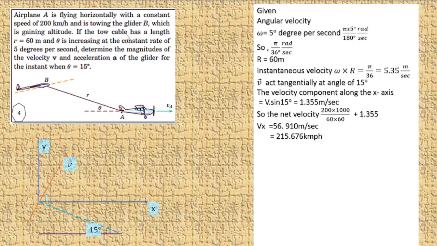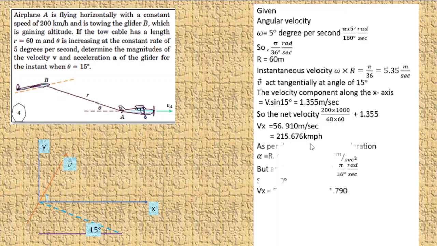Since we are given everything, you can simply substitute the values. Here we have been given 200 km per hour. 1 kilometer is 1000 meters, and 1 hour we can convert into seconds, and we'll get this. So in order to calculate the net velocity, we can add this, and vx equals 56.910 meters per second. Finally we'll get this value.